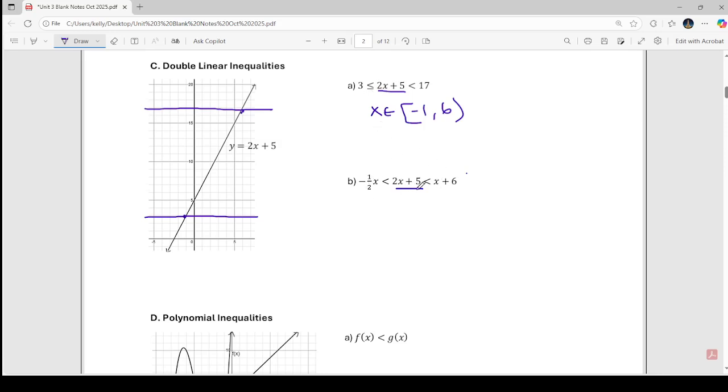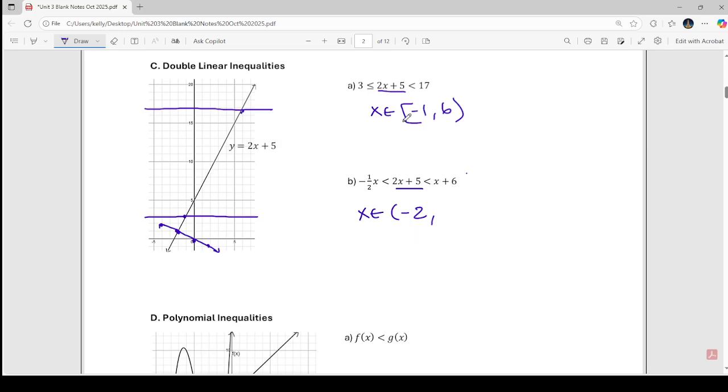Okay, to compare this, we need to draw two lines. So the first line is negative a half x. So that means an intercept of 0, a slope down 1 over 2. Ooh, look, there's our little point of intersection. And we can do this in parts. So they are intersecting at negative 2. And the line 2x plus 5 is greater than negative 1/2 x from negative 2 on. So we can start our interval from negative 2.